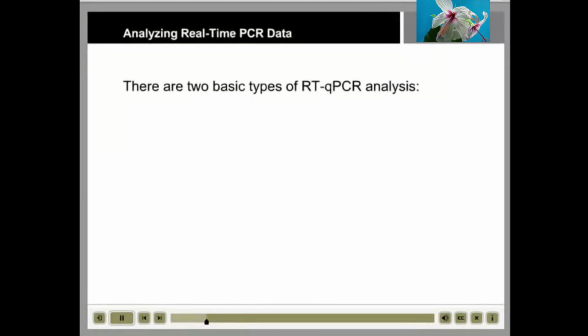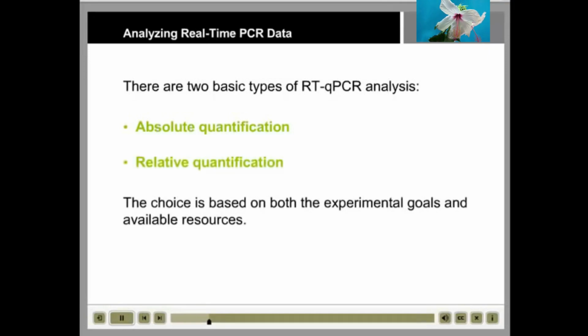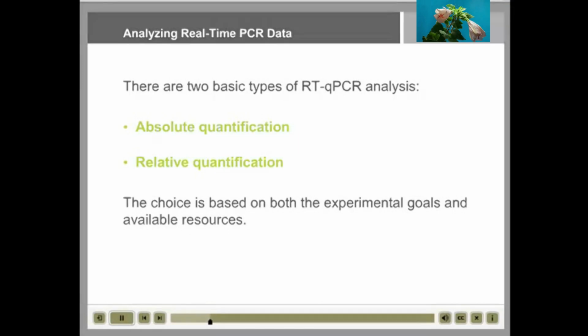When analyzing real-time data, there are two methods to choose from: absolute quantification and relative quantification. The choice of method is based largely on the experimental goals and on available resources.